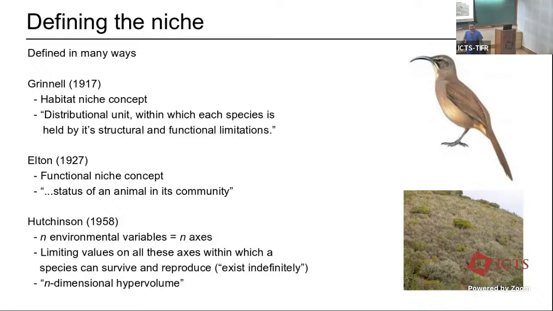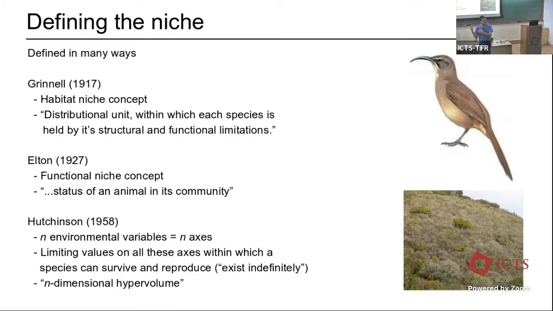So on the temperature axis, it's going to be on the higher end. It's going to be in the higher end of the rainfall axis. So it requires high temperatures and high rainfall to persist. If you take it to a cold, dry place, it will die. So for a population to exist, it has to be within certain limits of its preferred environment.